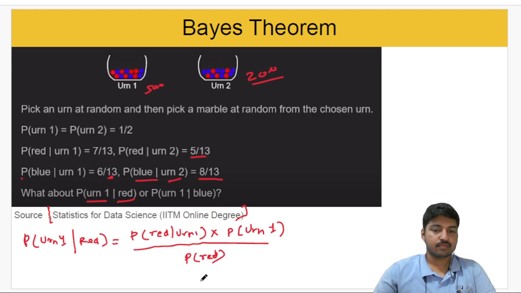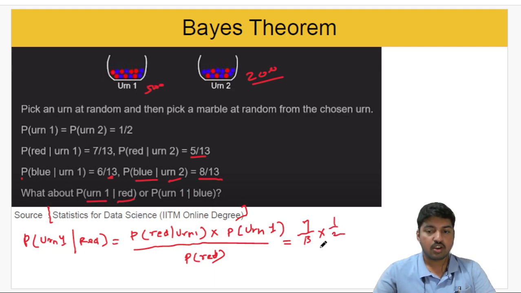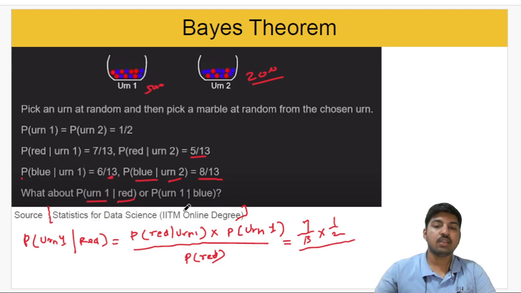Yes. So now we can just plug these values here and we can get the answer, which is equal to probability of red given urn 1. What is the red given urn 1? It is 7 by 13 into probability of urn 1. What is the probability of getting urn 1? It is 1 by 2, divided by probability of red. What is the probability of red? Here we are getting a problem, isn't it? How to find the probability of red?